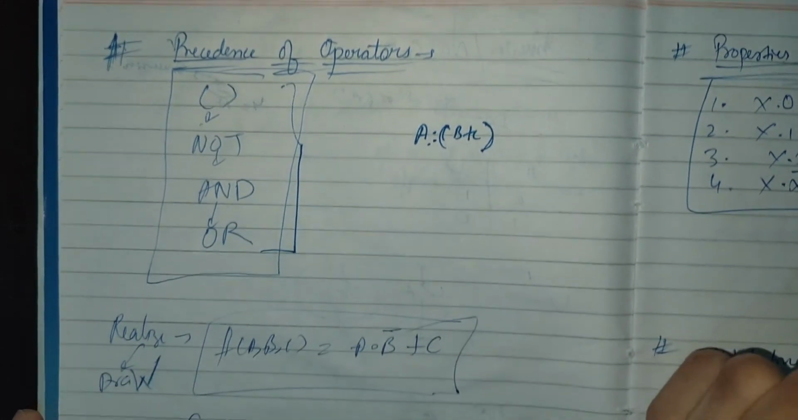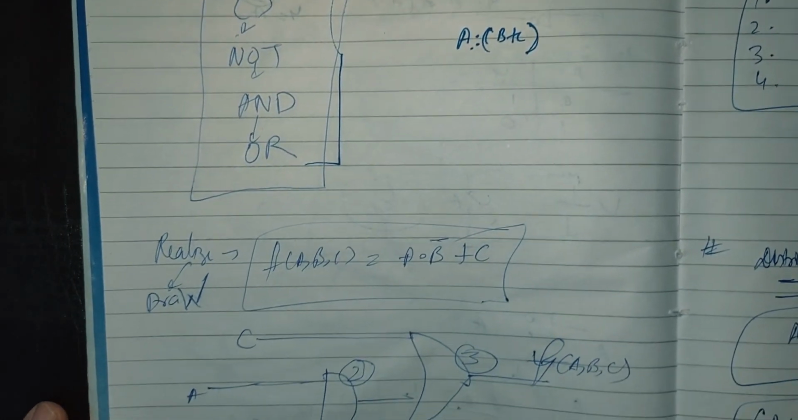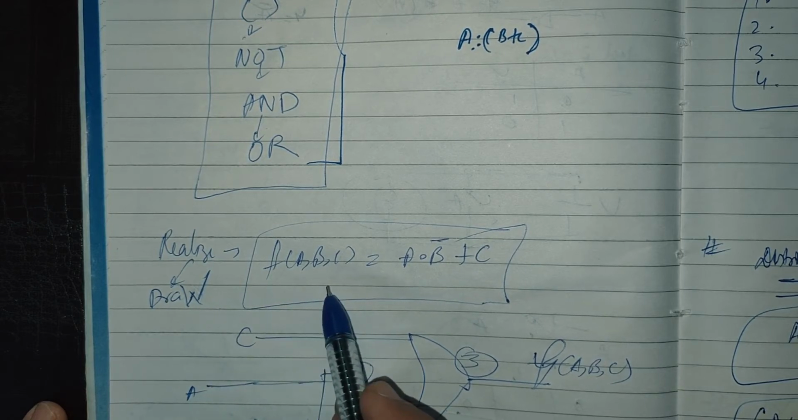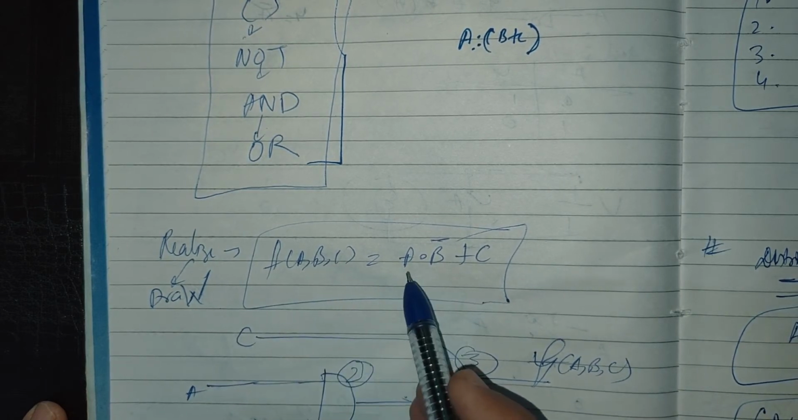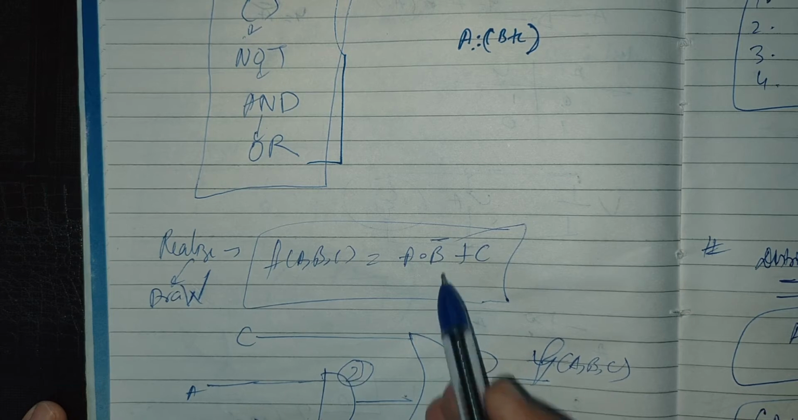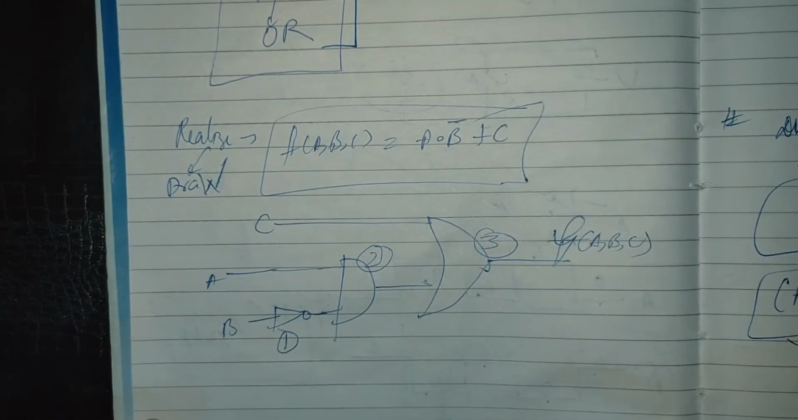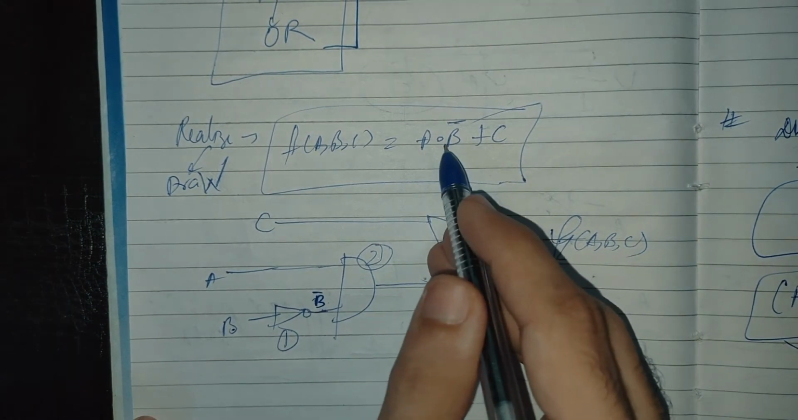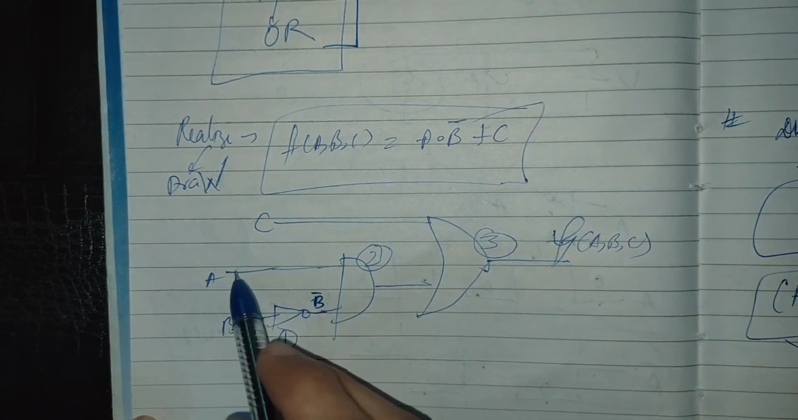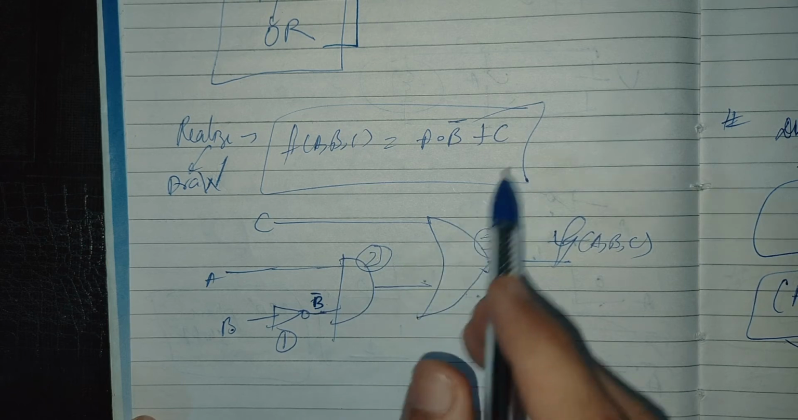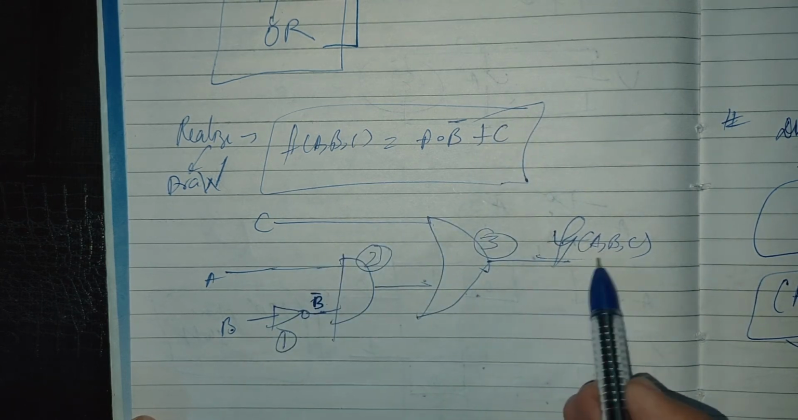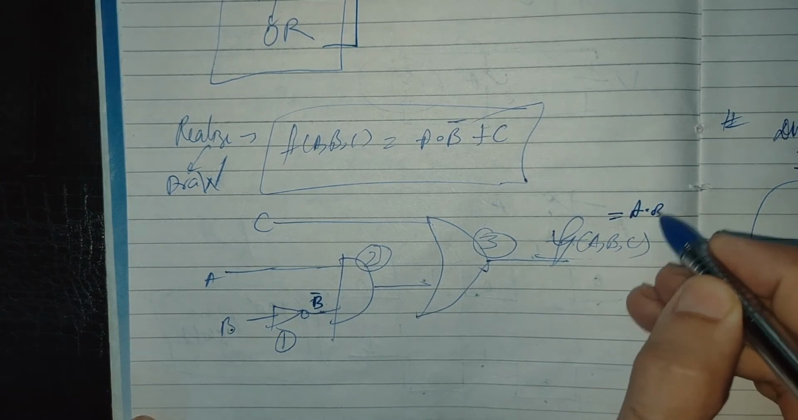Okay, so we can realize or draw f(a, b, c), function of a, b and c, as a dot b bar plus c. We can implement it like this, first creating b bar by adding an inverter, then we can do AND with a dot b bar using an AND gate, then the whole thing OR with c using an OR gate. So y is equal to a dot b bar plus c.